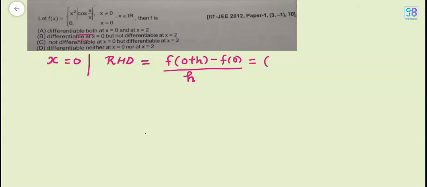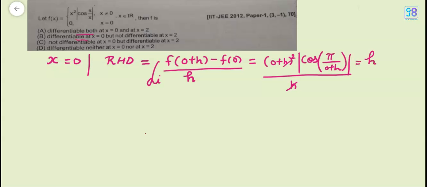Now substitute the values of the function over here. So f of 0 plus h will show as 0 plus h whole squared times mod of cos pi over 0 plus h, and then this will get divided by h. If we cancel out a factor of h from the numerator and denominator, essentially we'll have h mod cos pi over h, and we forgot to put the limit h tending to 0. So limit h tending to 0.